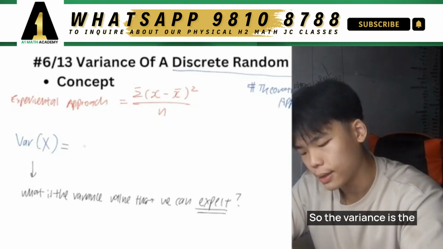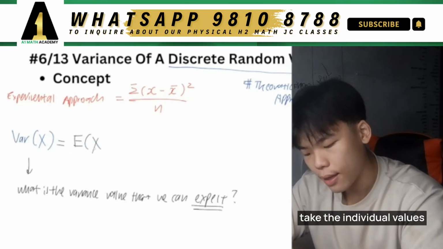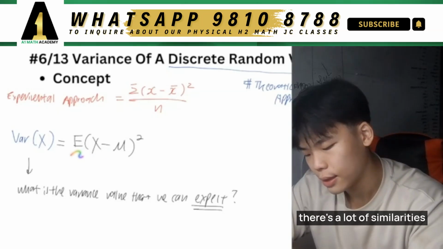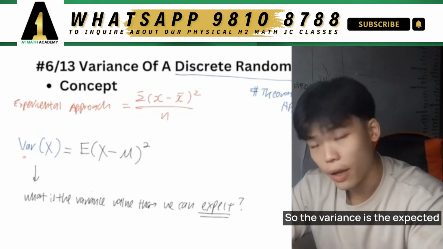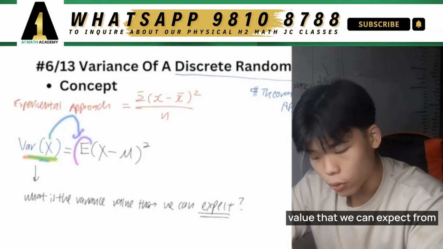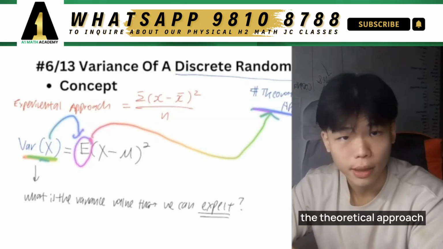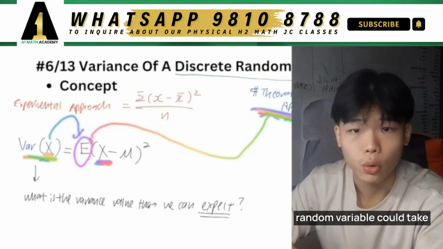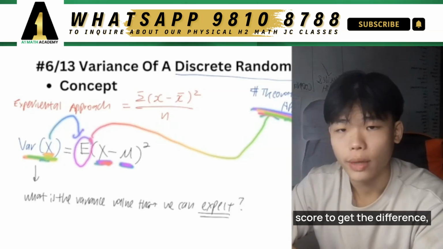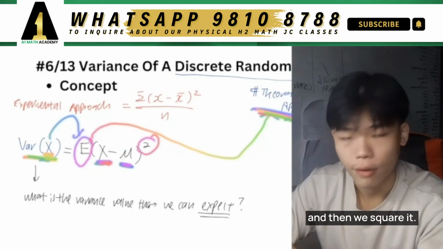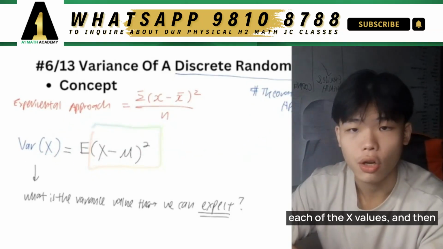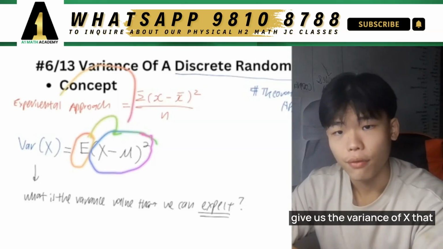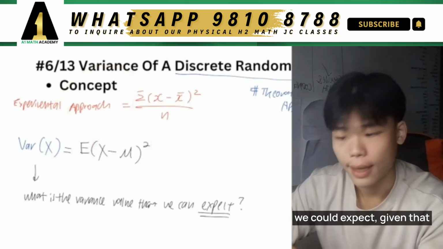So the variance is the expected value when we take the individual values, minus away the mean value, and then we square it, right? So you can see that there's a lot of similarities between these two. And I'm just going to say it one more time. The variance is the expected value that we can expect from the theoretical approach when we take each individual value that the discrete random variable could take on, minus away the mean score to get the difference, and then we square it, right? So when we perform this whole process for each of the x values, and then we find the expected value of this whole thing, that will give us the variance of x that we could expect, given that this is a theoretical approach.